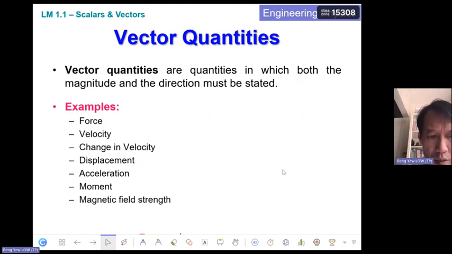Vector quantities are those that have both magnitude and a direction. Examples of vector quantities are force, velocity, displacement, acceleration, moments, and magnetic field strength.